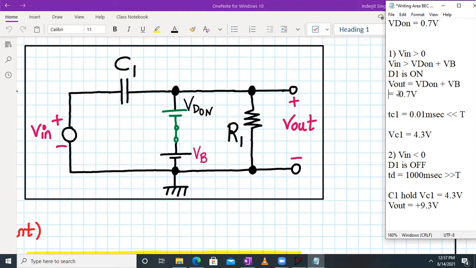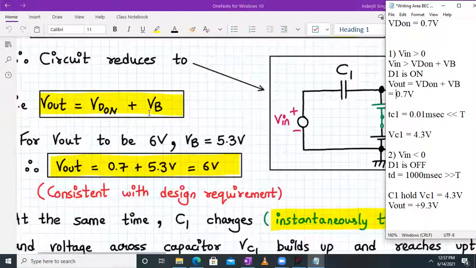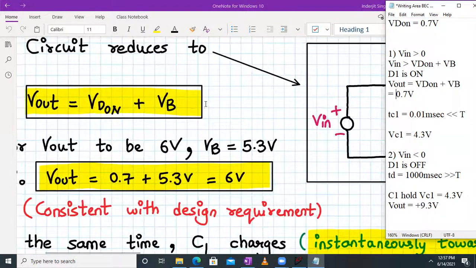Okay, and for that we have to calculate the VB value, right? So Vout should be equal to VD on plus VB. And what is the desired value of Vout? We want the desired value as +6. We want the value as +6 volts.